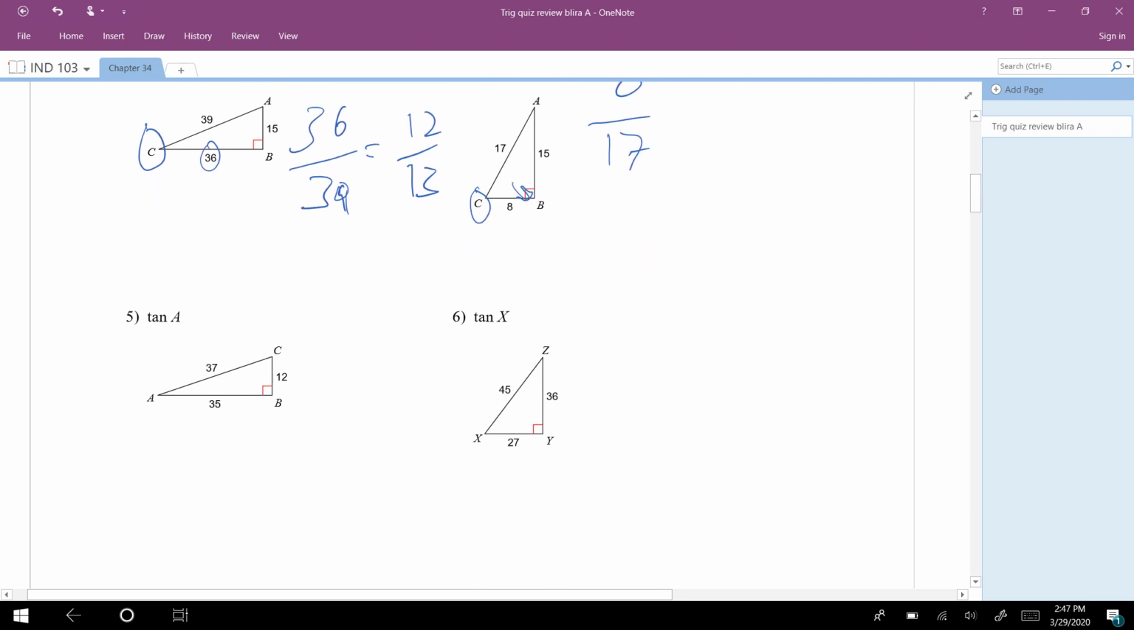Finally, we're coming to our tangent. Tangent is opposite over adjacent. We aren't using the hypotenuse in this. So what's the tangent of A? What is opposite of A? 12 is opposite of A. What is adjacent to A? Hey, 35. 12 over 35.